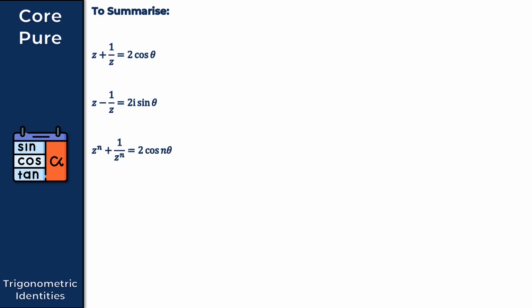So moving on now, we have z to the n plus 1 over z to the n, which in this case gives us 2 cos n theta. And just notice here, this result is very, very similar to what we obtained for z plus 1 over z, which just gave us 2 cos theta.